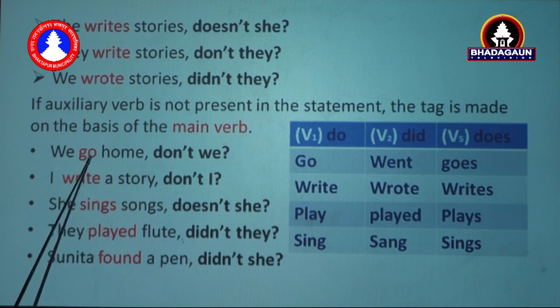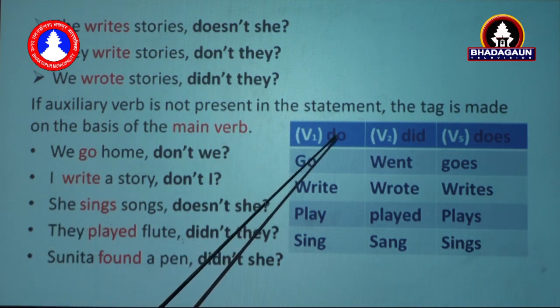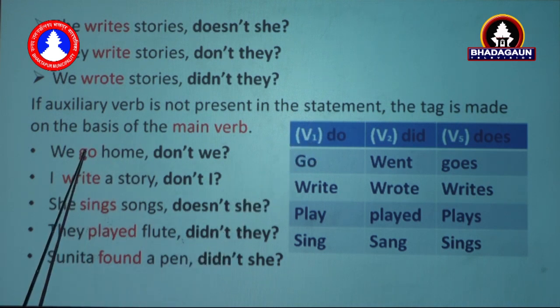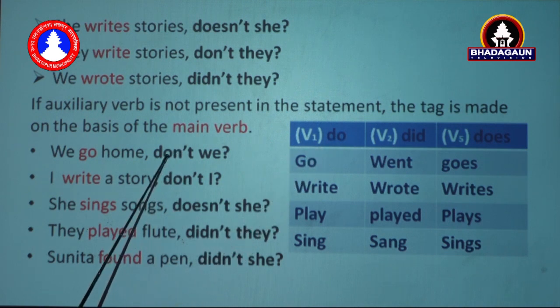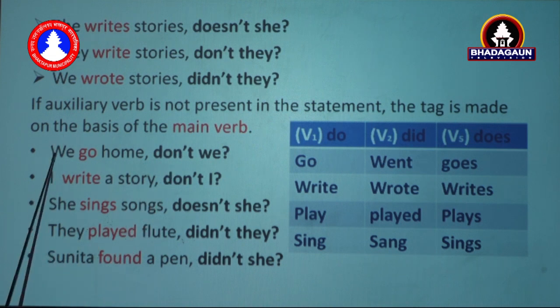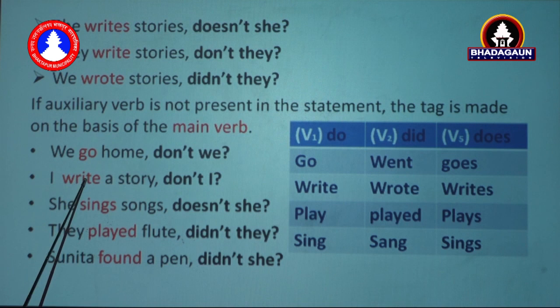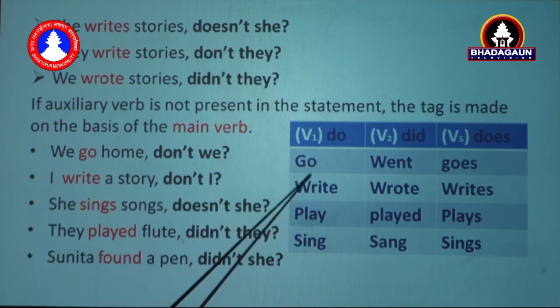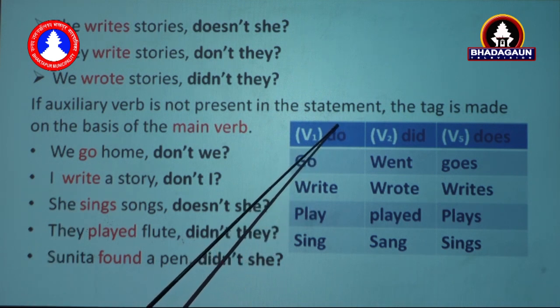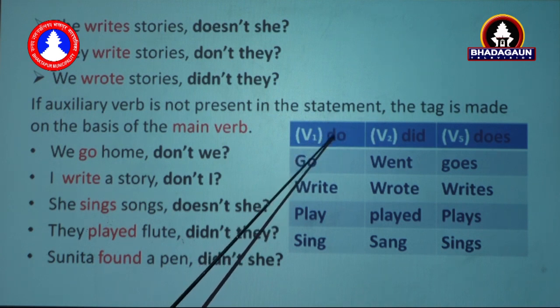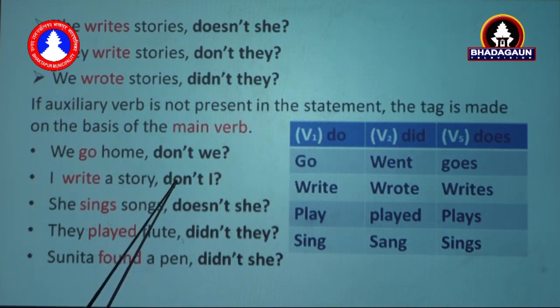Go home, go. This is verb 1. So verb 1 means we use do. The statement is positive, so the tag is negative, so don't. Pronoun we, same, so we use don't. Right, verb 1 again, so we use the auxiliary verb do to add the tag. That's why do. Statement positive, so the tag will be negative, don't.